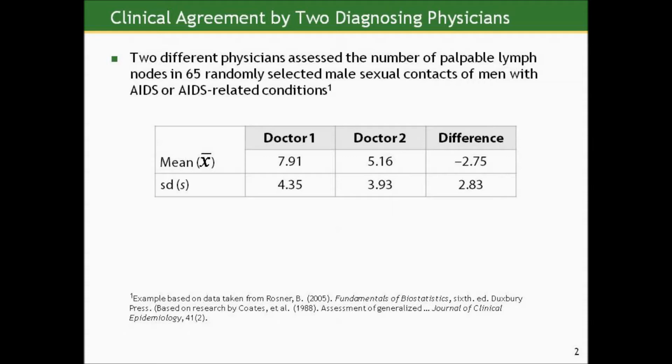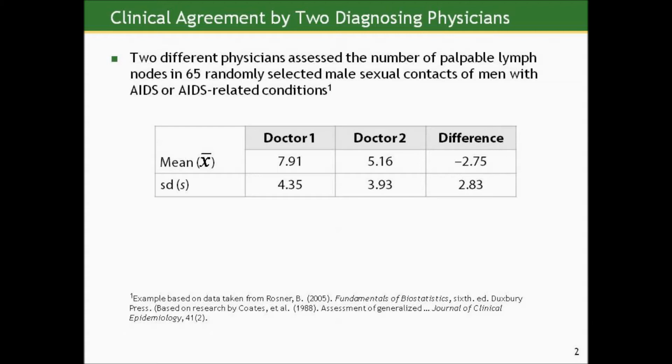Here's an interesting example. Two different physicians assessed the number of palpable lymph nodes, that is, lymph nodes they could actually feel, in 65 randomly selected male sexual contacts of men with AIDS or AIDS-related condition. And this is based on an example of real data, and the references given below. Here is the mean number of lymph nodes detected by doctors on each of the 65 patients. Two doctors, Dr. 1 and Dr. 2. And then we'll give the average difference and standard deviation of the differences here.